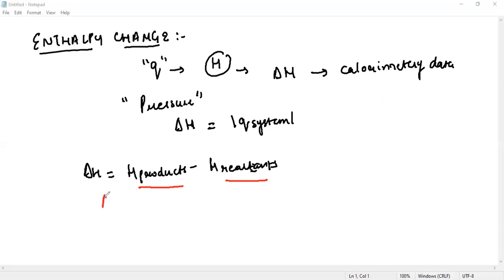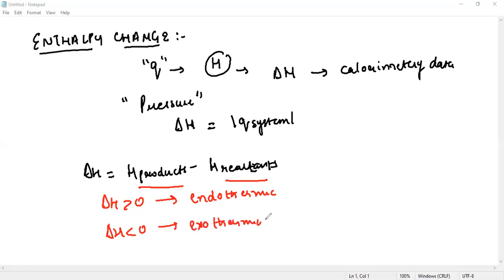So when delta H is greater than 0, that means it is positive, the reaction is endothermic. The next thing, if your delta H is negative, less than 0, that means the reactants have more H value as compared to your products. The system will release the energy, and when the system releases energy to the surroundings, we call that reaction an exothermic reaction. So for exothermic reactions, delta H is less than 0, and for endothermic reactions, delta H is greater than 0.